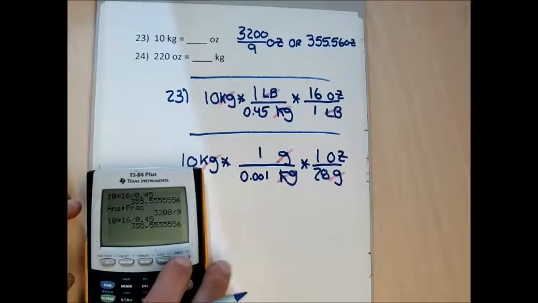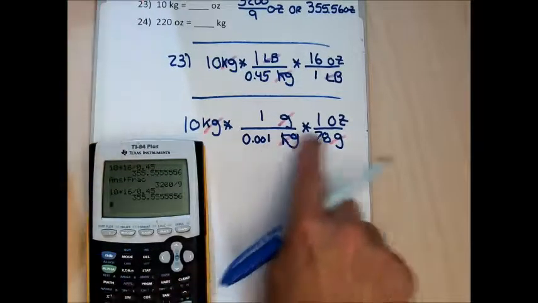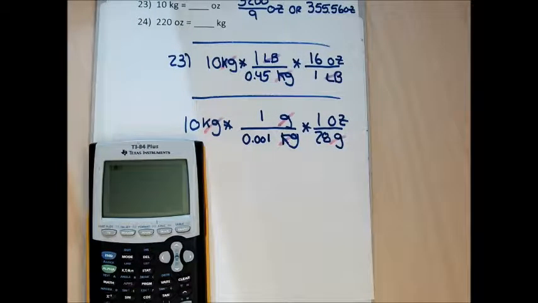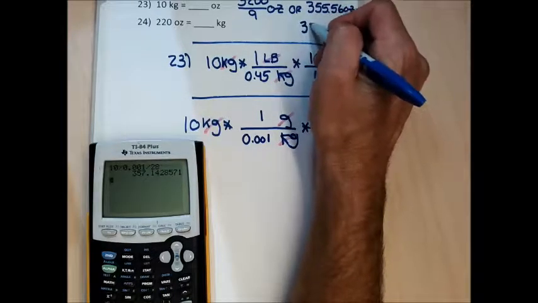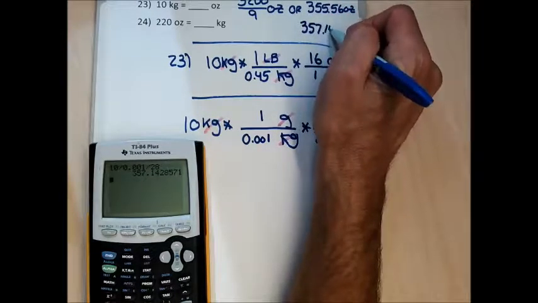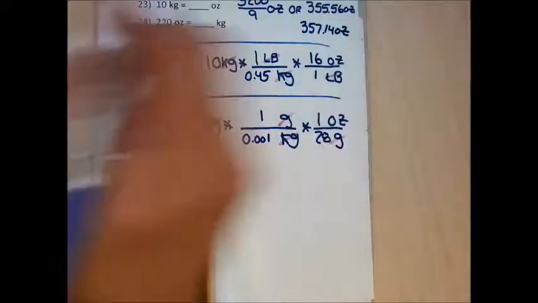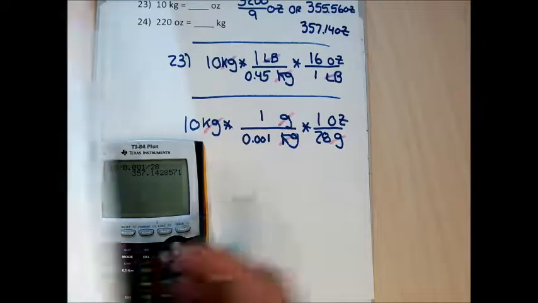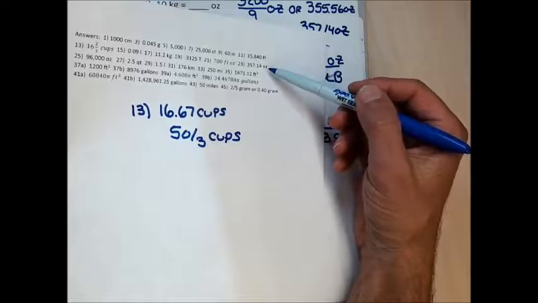To do this one on my calculator, because these are both in the denominator, it's a double divide. It's going to be 10 divided by 0.001 divided by 28. And when I do that, look, I get 357.14 ounces. This is the answer that I wrote for 23 when I wrote my key.